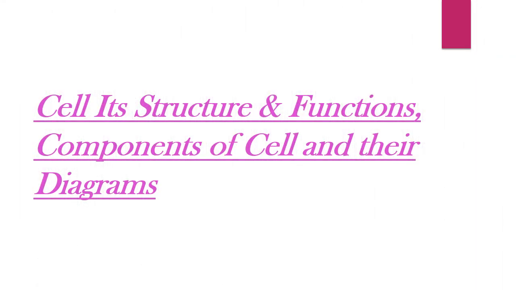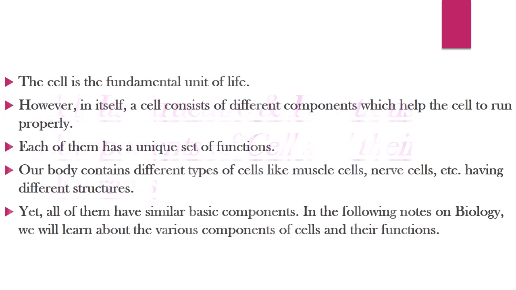Hello everyone, this is the third chapter: cell, its structure and functions, and all components of the cell and their diagrams. So, the cell is the fundamental unit of life. A cell consists of different components which help the cell to run properly. Each of them has a unique set of functions.